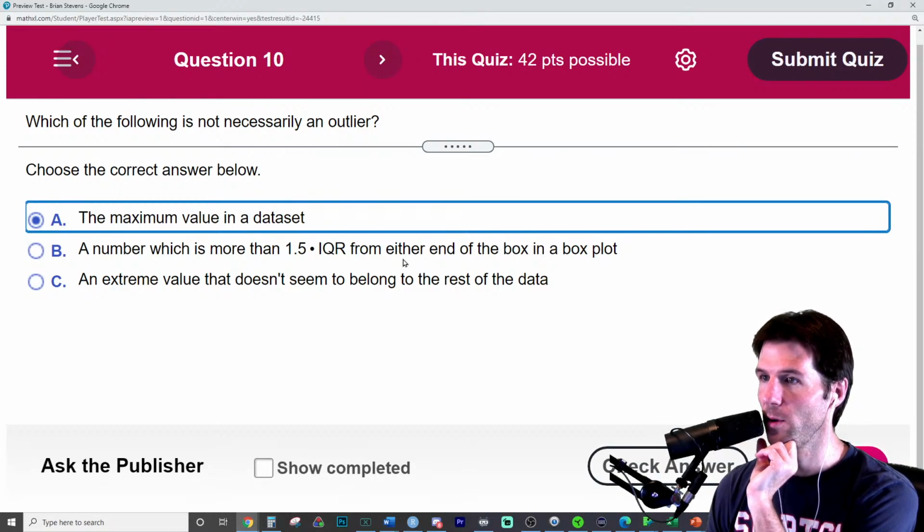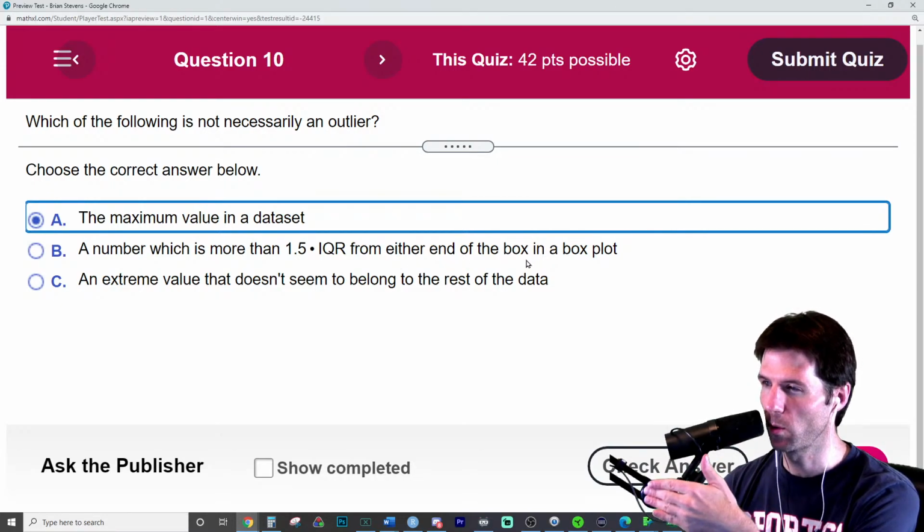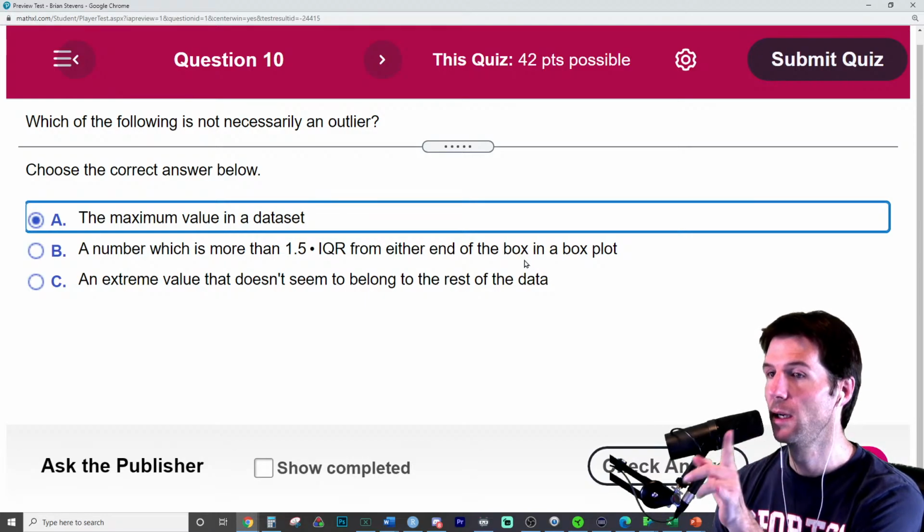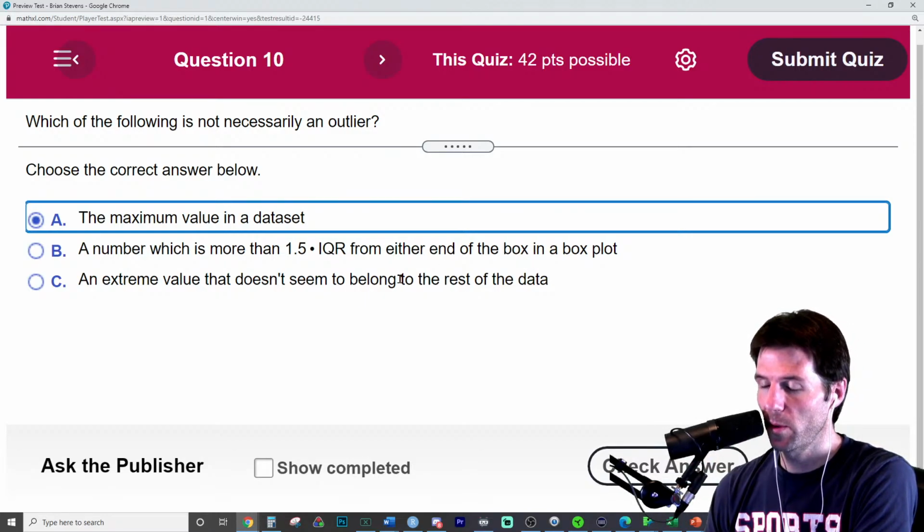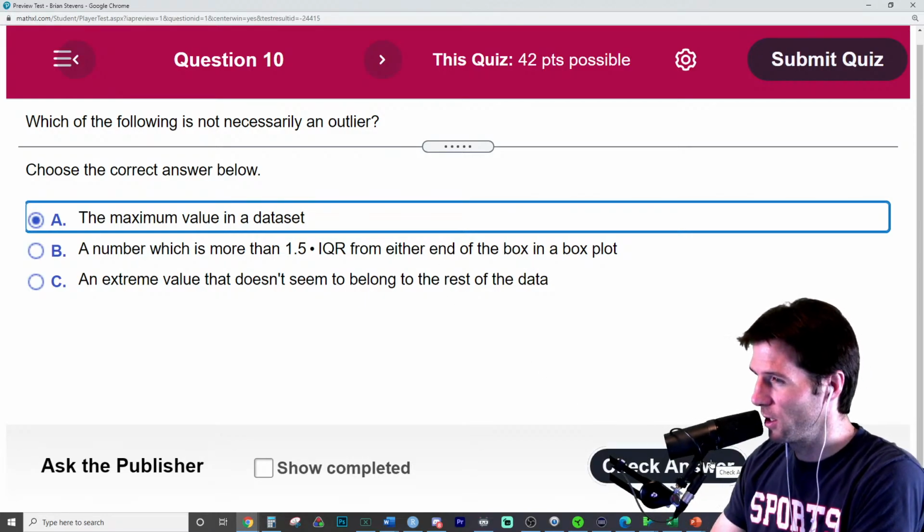A number which is more than 1.5 IQRs from either end of the box plot, that's below Q1 or above Q3, is definitely an outlier. An extreme value that doesn't belong to the rest of the data. They're literally giving the definition of an outlier.